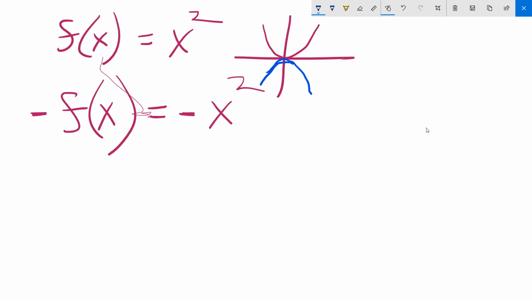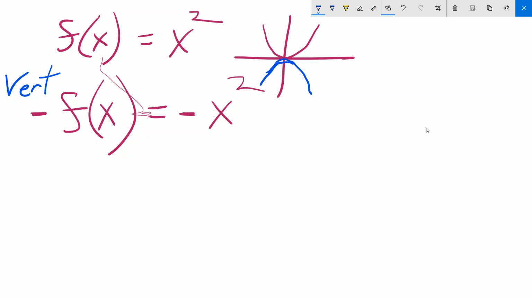The most important thing to understand about transformations is there are 3 vertical and 3 horizontal. That's the way to memorize them, because it's much easier to memorize them like that. I've just showed you the first vertical transformation. It's a vertical reflection.